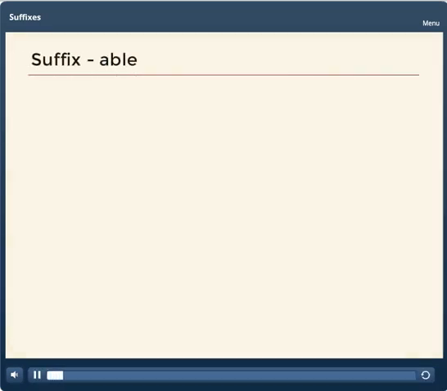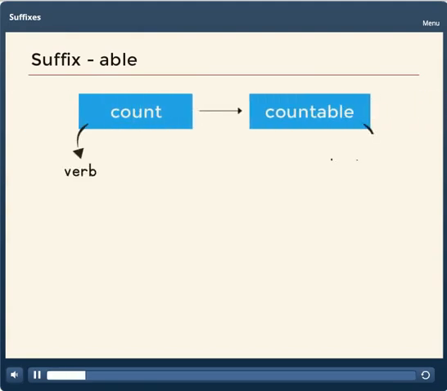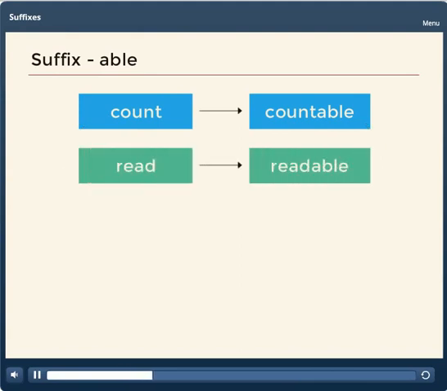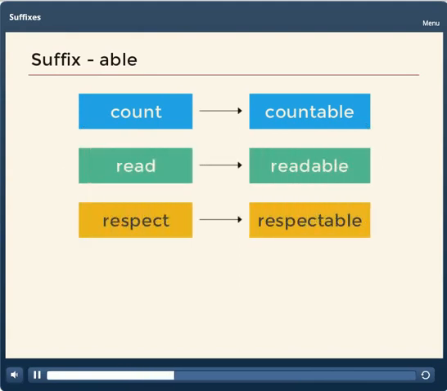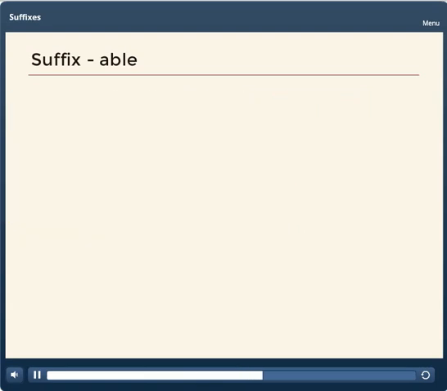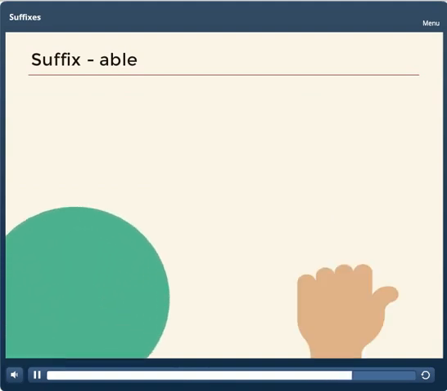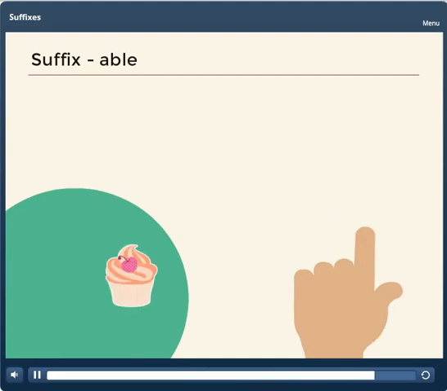Certain words can be converted from verbs to adjectives by adding the suffix able. For example, countable, readable, and respectable are all adjectives that have been formed from the verbs count, read, and respect. When we add the suffix able to a verb, it means that we are able to do that certain verb. For example, countable means something that can be counted.